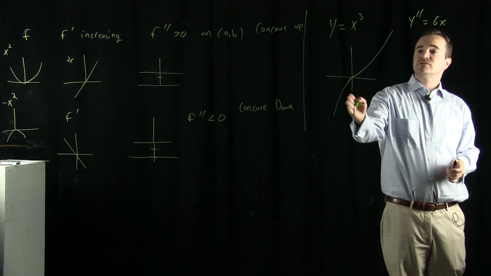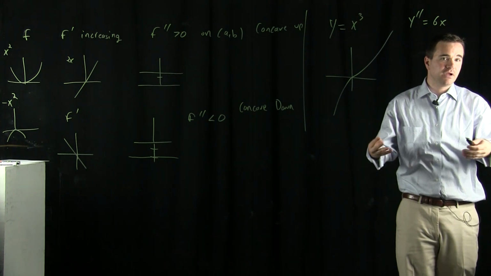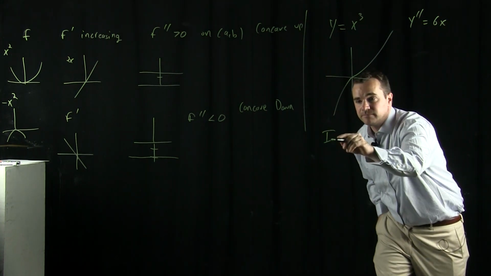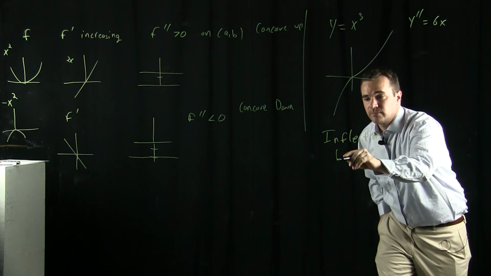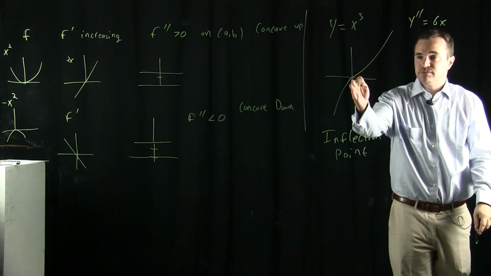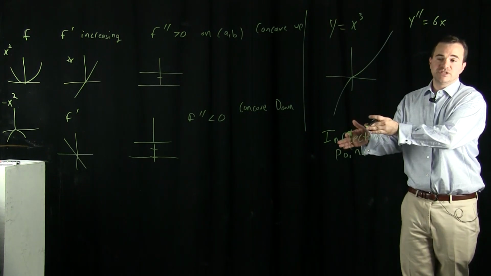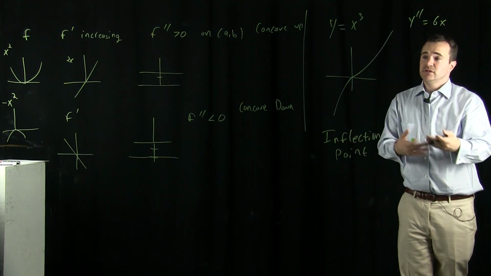And the place where you switch from concave down to concave up, or from concave up to concave down, that's what we call an inflection point. So your x value, in this case the inflection point is 0. Your x value is an inflection point if that's the place where you're switching from concave up to concave down, or from concave down to concave up.